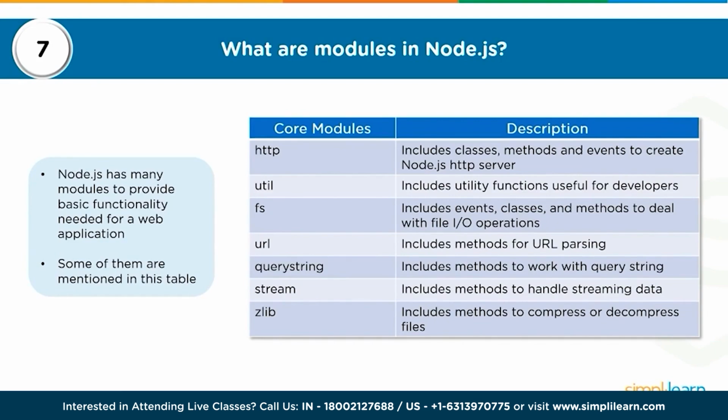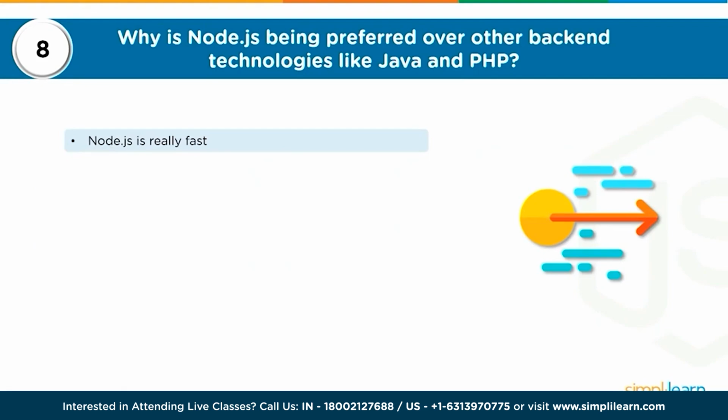So a question you're going to be asked is, why is Node.js being preferred over backend technologies such as Java and PHP? Particularly with Java, it's a very mature, stable language. It's been around for more than 20 years. PHP runs some of the most powerful and largest websites out there, such as Facebook. So why would you use Node.js?